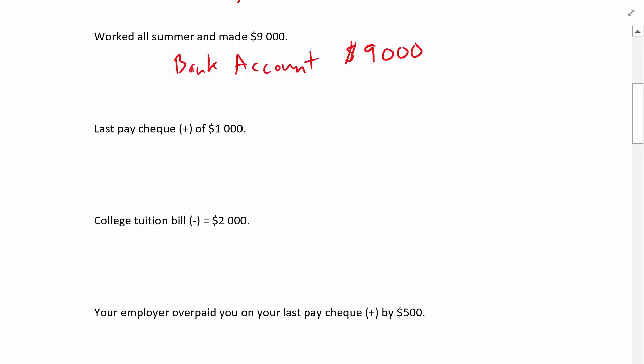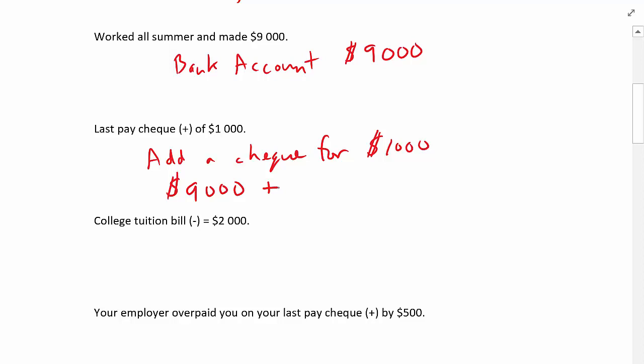So it's a check, it's going in, so it's a positive value. So we're going to add a check for $1,000. We have our $9,000 to start with. Keep the units in there. We're adding to it a check. A check is a positive value, so we're adding positive $1,000. And as you can see, we have two signs, a plus and a plus. In this case, we are adding $1,000 to the $9,000. So at the end, we have $10,000 in our bank account.